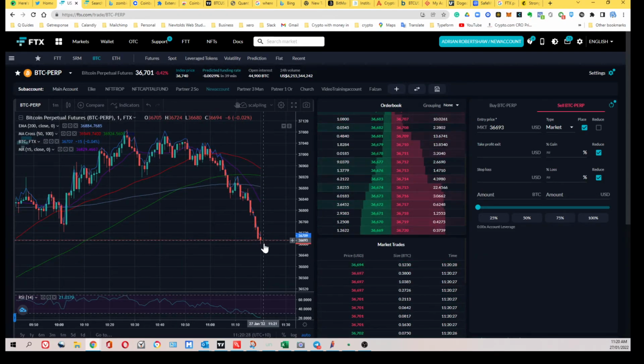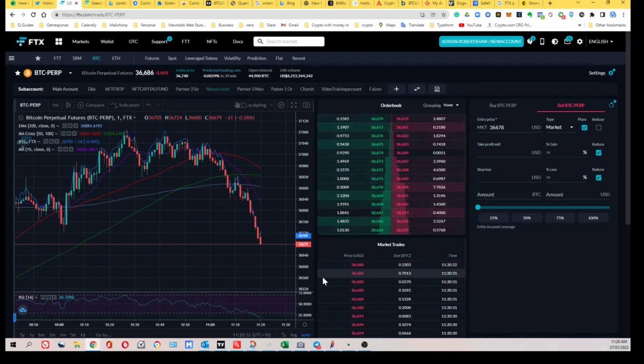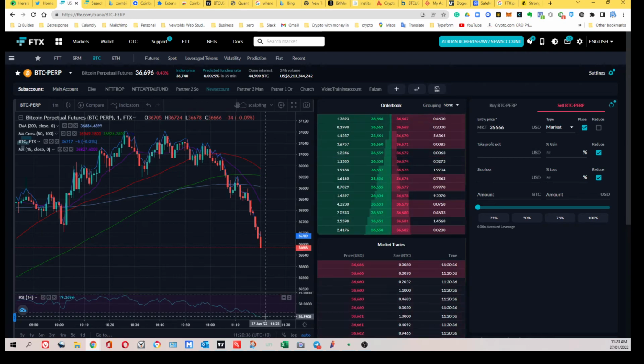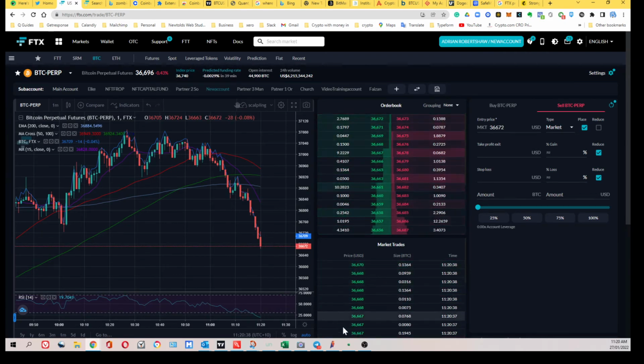You can just see there's a bit of a fight going on at the moment between the green and the red, the bulls and the bears, and you can just start to see that starting to bend around. So we'd anticipate that in the next hour or so it will start to come back up again. So hope that gives you an idea of what we're doing there.